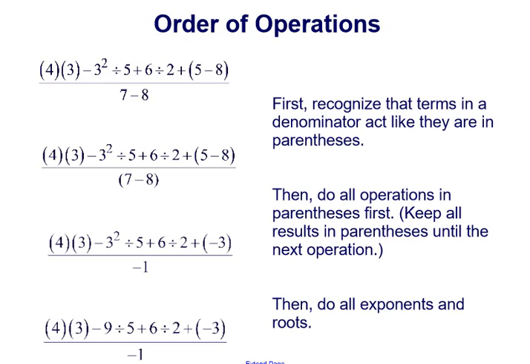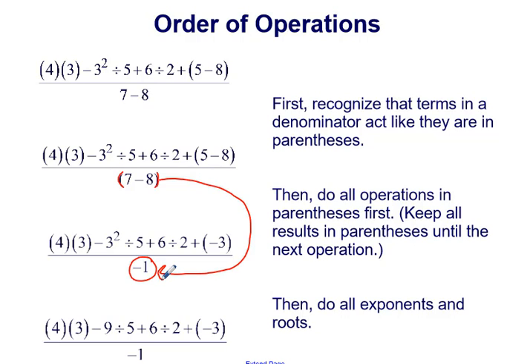So in order to do that, first we're going to recognize the terms in the denominator act like they are in parentheses, and again the numerator. So we're going to simplify that first. We're literally putting the parentheses around the 7 minus 8. So we want to do all the operations in that parentheses first, and then keep the results in parentheses until the next operation. So here we're doing 7 minus 8 is negative 1. So that's what we get in the denominator. That's what's changing from here to here.